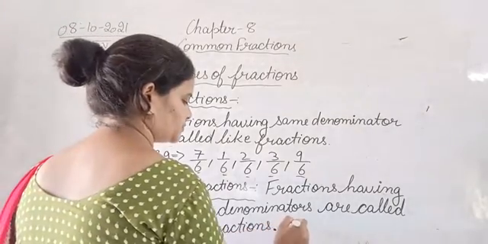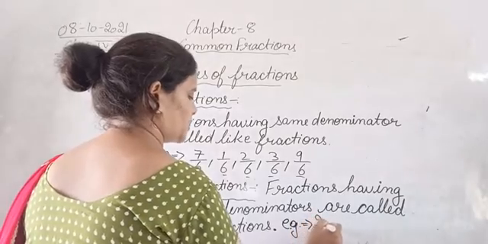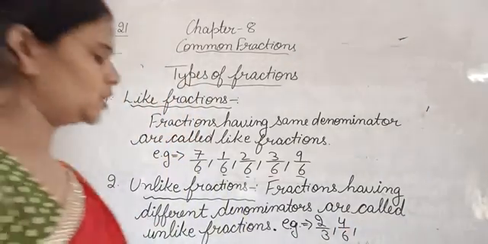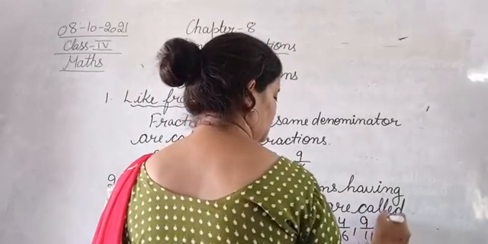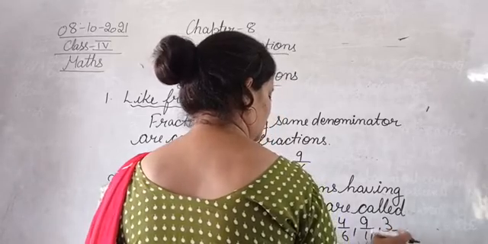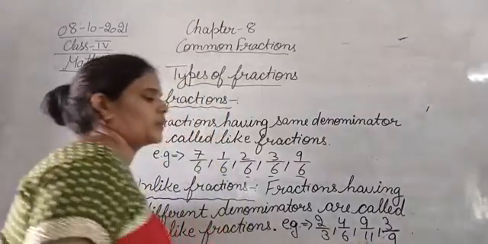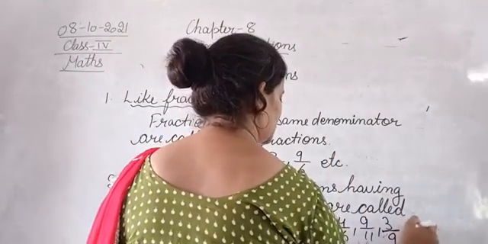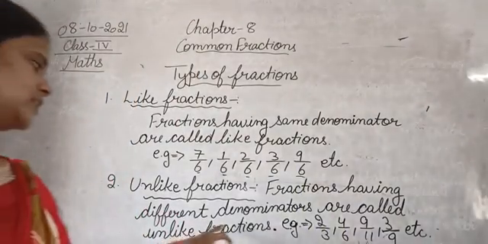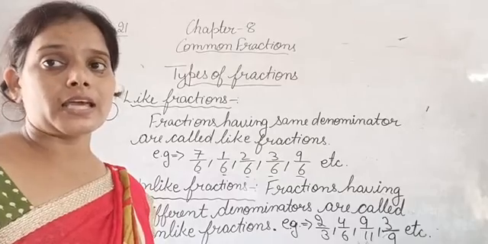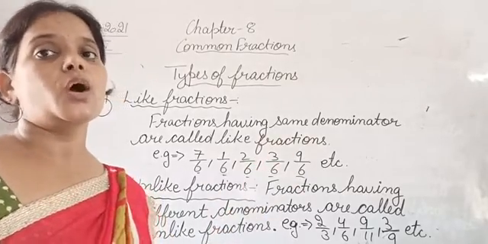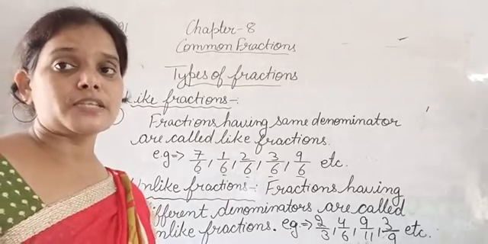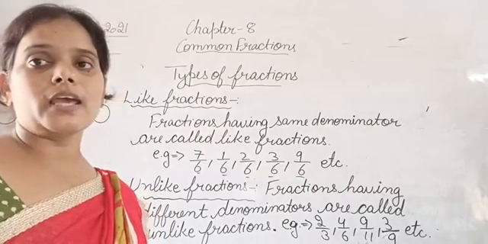So the example can be 2/3, 4/6, 9/11, 3/9. Okay, so as you can see, the fractions having different denominators are called unlike fractions. So जो fractions जिसके अलग अलग denominators होते हैं, उनको हम क्या बोलते हैं? We call it as unlike fractions. So the fractions having different denominators are termed as unlike fractions.